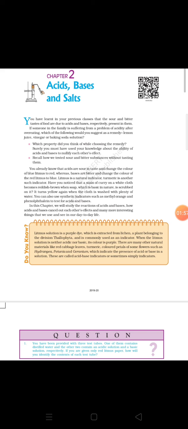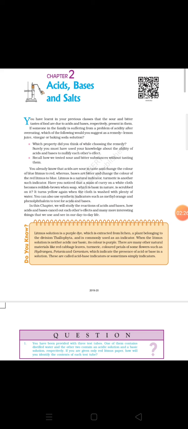Litmus is a natural indicator. Turmeric is another such indicator. That means litmus and turmeric both are natural indicators. There are other natural indicators also. Have you noticed that a stain of curry on a white cloth becomes reddish brown when soap, which is basic in nature, is scrubbed on it? It turns yellow again when the cloth is washed with plenty of water.